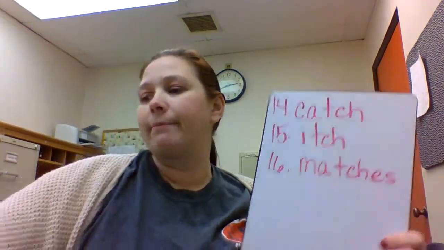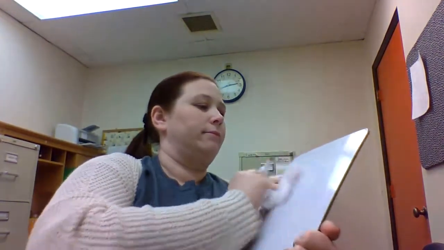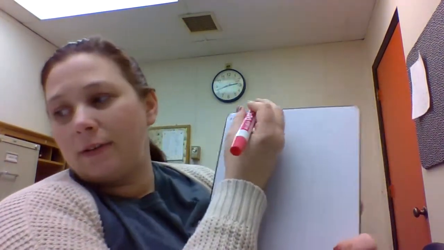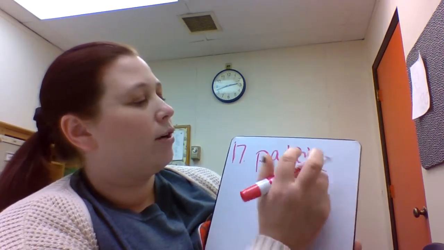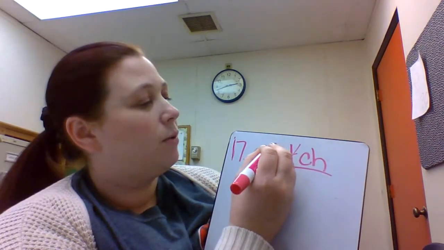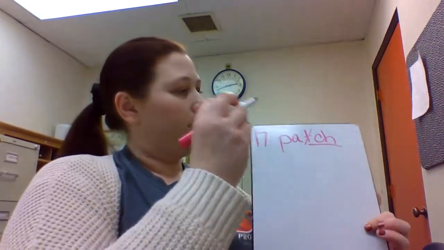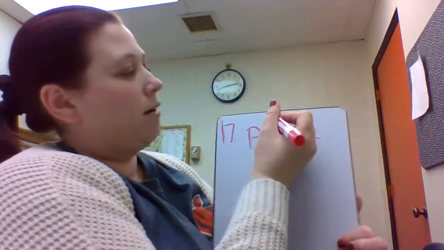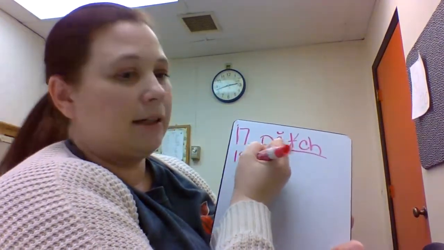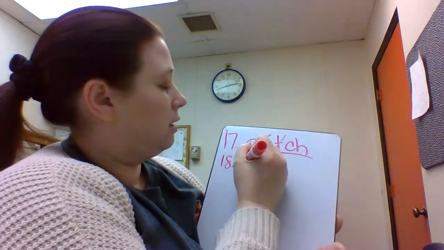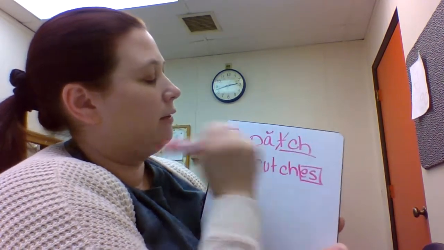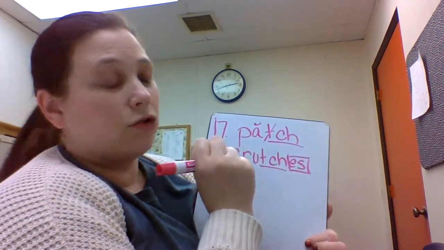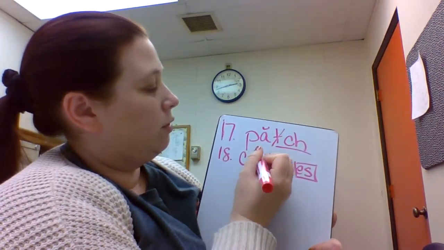Okay. Number 17 is patch. Again, we code that TCH, we underline the whole thing, it's a trigraph, but we cross off the T because we don't say it. And then we've talked about how generally, when it's the TCH, the A gets the brev, it makes the short vowel sound. Number 18 is crutches. We're going to box off that ES suffix. We're going to underline our trigraph and cross off our T, and then our U gets a brev.